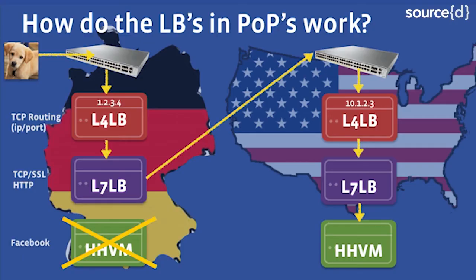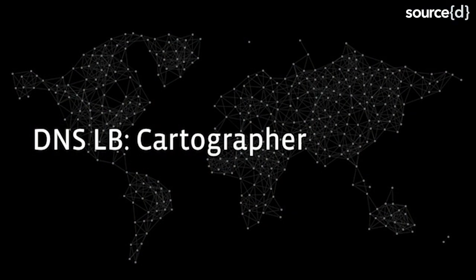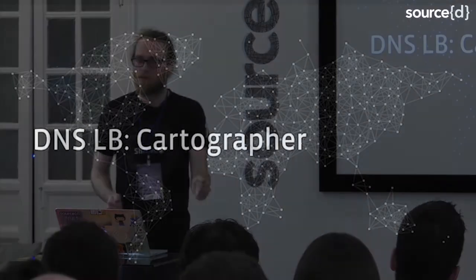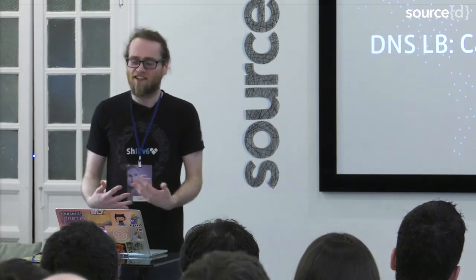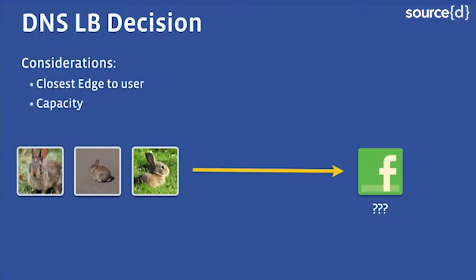So let's talk about our DNS load balancing. We know now how it works inside the data center. We know how it works inside the POP, but how do we know which POP to send people to? That is the next challenge. So we do this with a system called Cartographer.